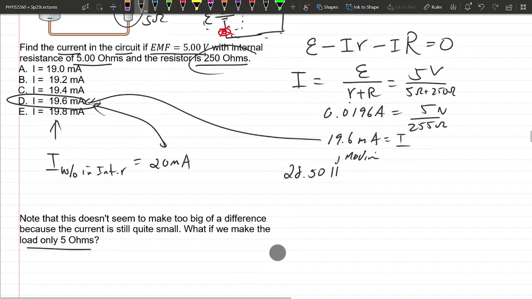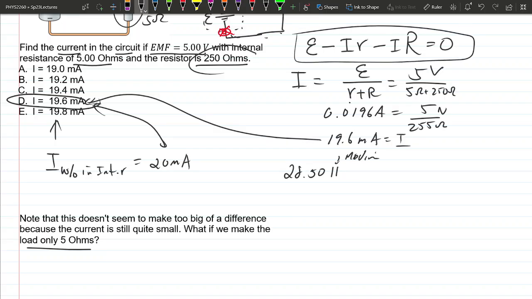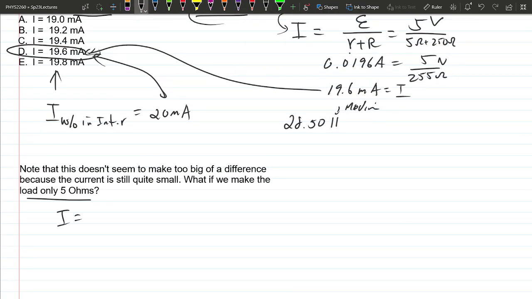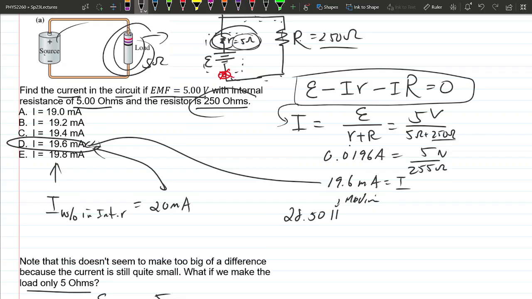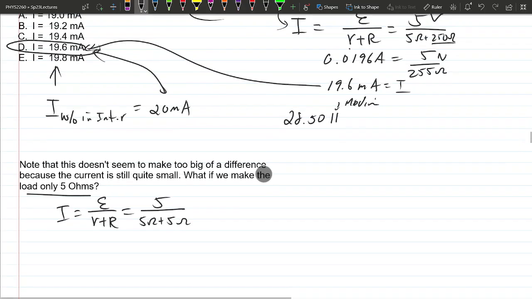So over here, we follow the same Kirchhoff's loop law, and we derive the current. It follows the same equation. So the EMF over little r plus big R, but instead of big R being 250, now little r and big R are both 5. The voltage was 5 volts. Little r is 5 ohm. Big R is also 5 ohm. So I basically replaced this resistor with a 5 ohm instead, a much smaller resistor.